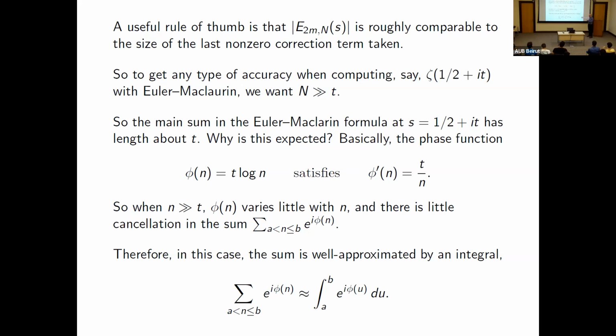And if you look at the derivative of this phase function, it's t over n. So the observation is that when n is greater than about the size of t, the phase function has a small derivative. So it's changing very little. So there's very little cancellation that happens in the sum. And for this reason, when there's little cancellation, the sum, because it's moving in a very regular way, can be approximated by an integral. It's essentially a Riemann sum that approximates the integral.